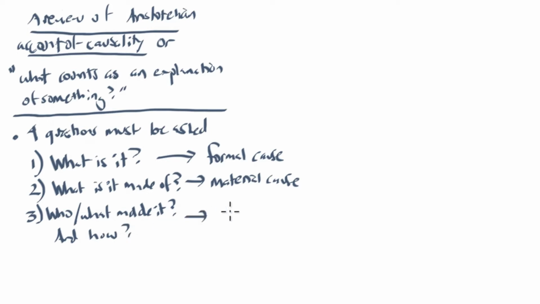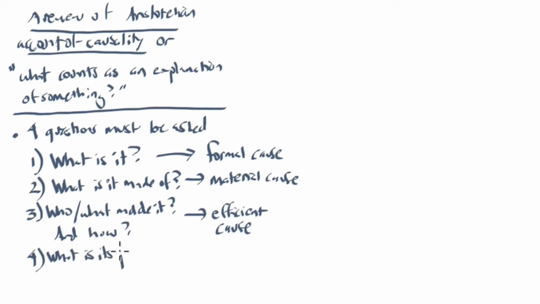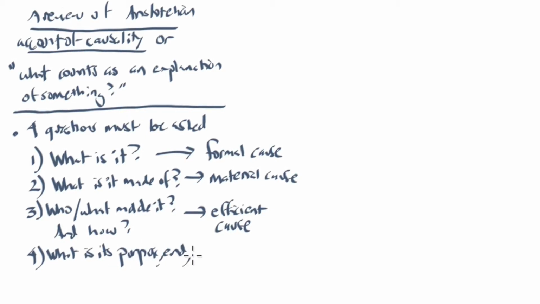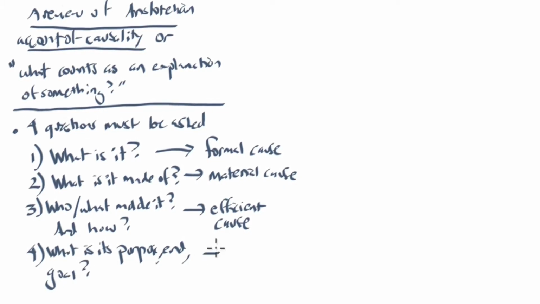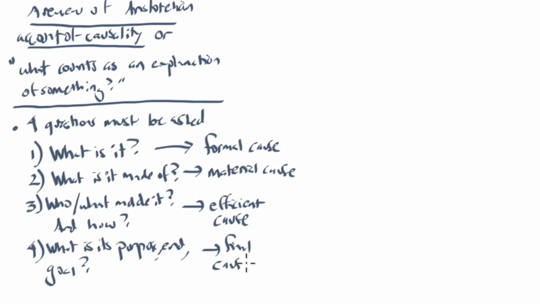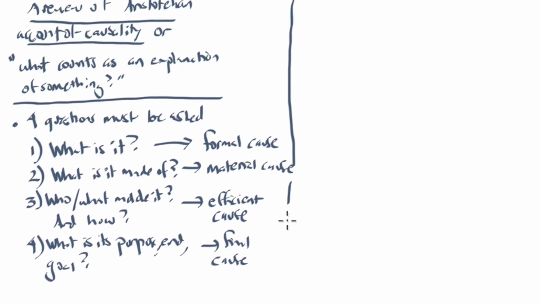And the answer to that will give what is called the efficient cause of the thing we're trying to explain. And finally, the fourth question is, what is its purpose? Its end or its goal, depending on how you want to put it. That would be, according to Aristotle, the final cause of the thing. Okay? So let's go ahead and do an example.